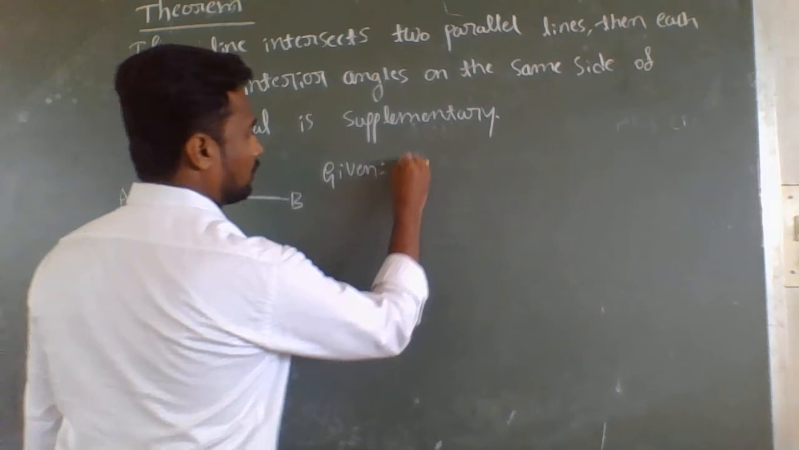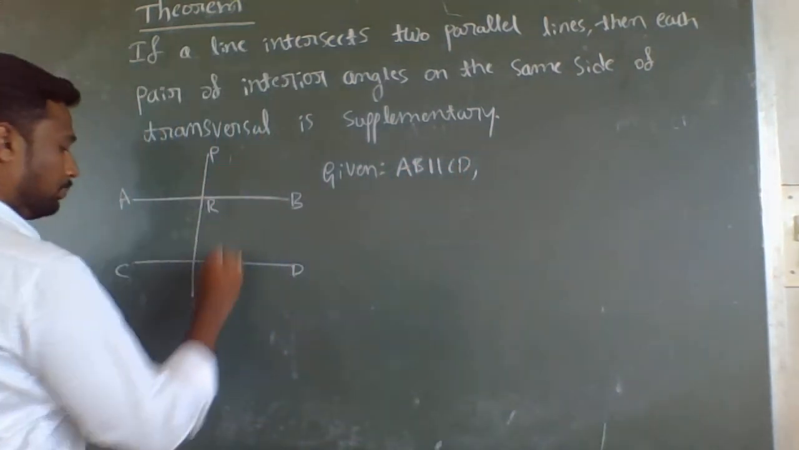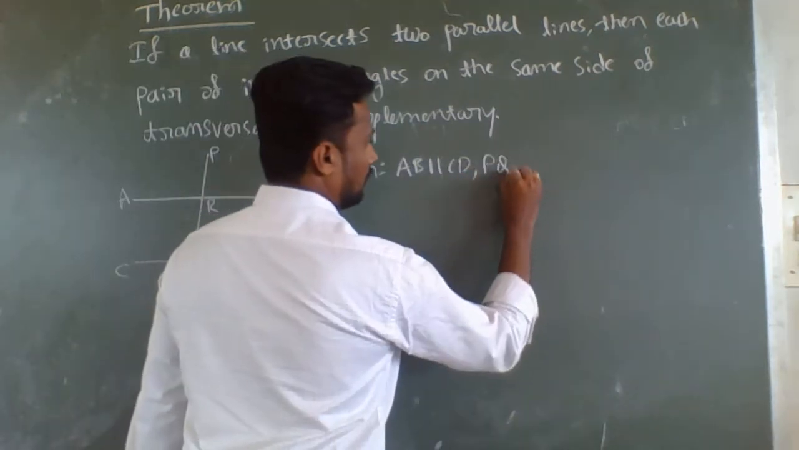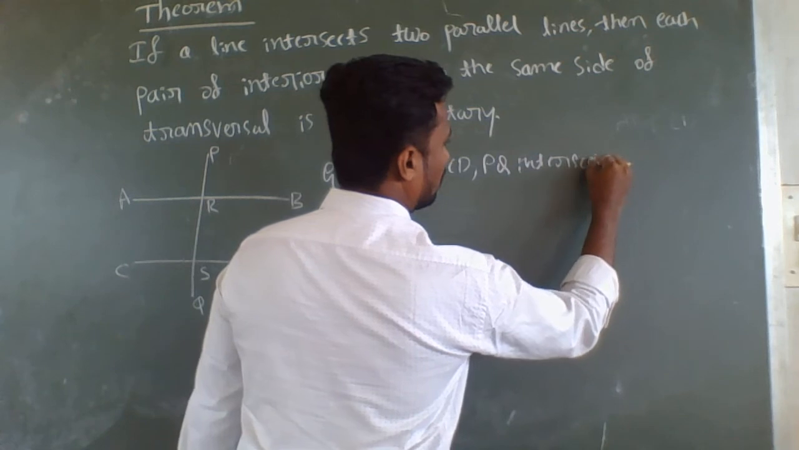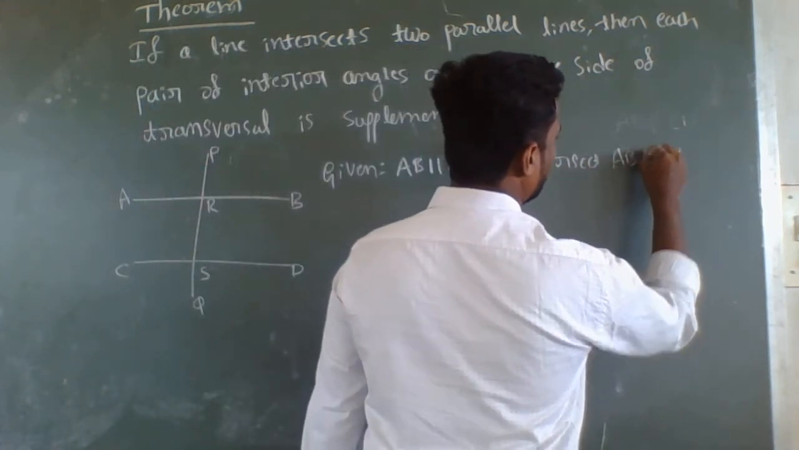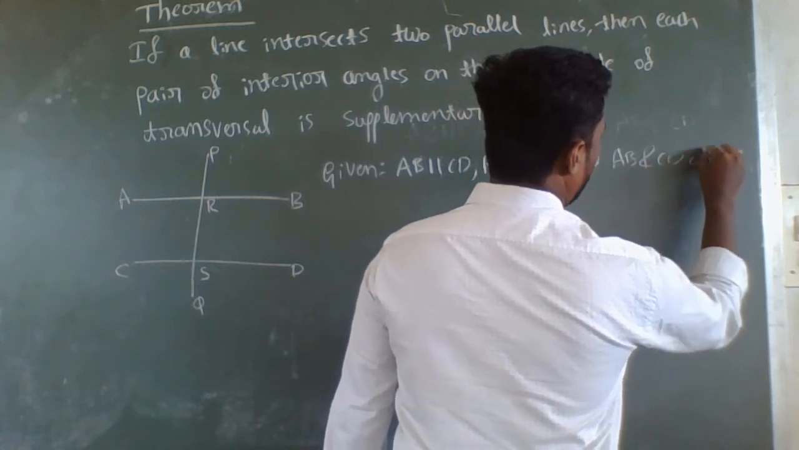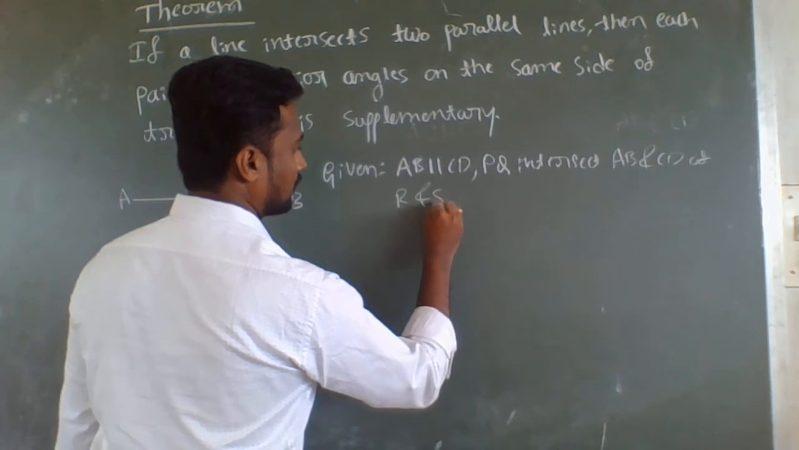AB is parallel to CD, and this line PQ intersects AB and CD at R and S respectively.